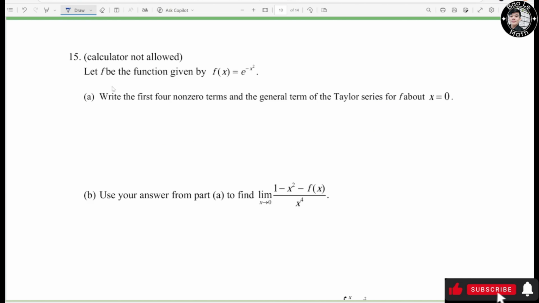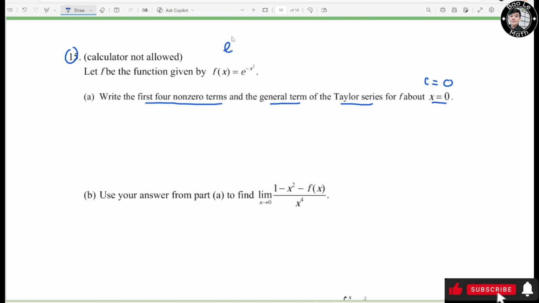Now let's move on to question 15. Let f be the function given by f(s) equals e to the negative s squared. Write the first four nonzero terms and the general term of the Taylor series for the function f about s equals 0. So the center equals 0, and then this becomes a Maclaurin series, right?